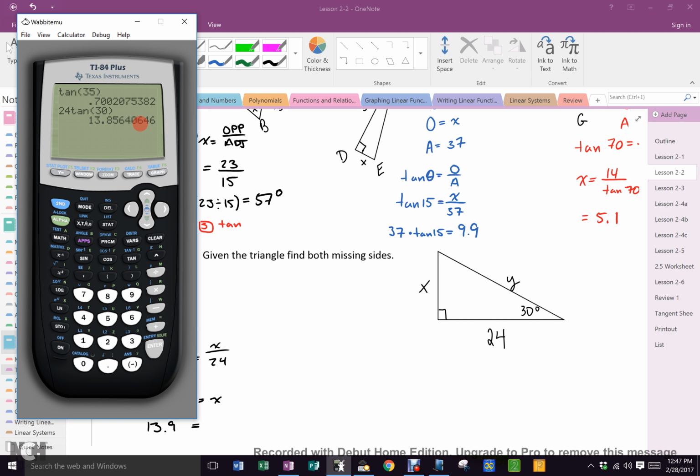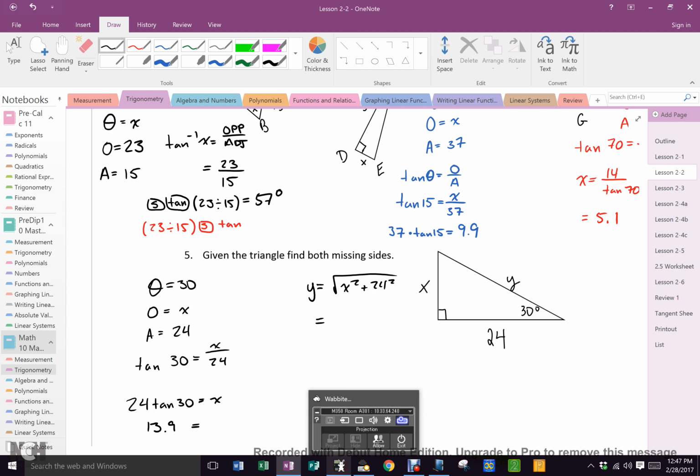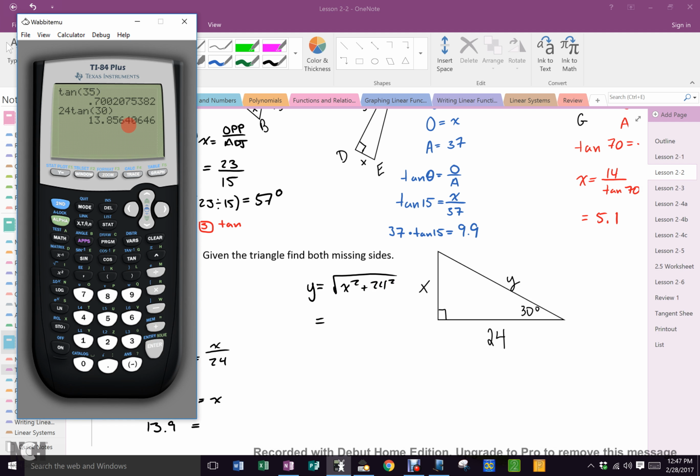So I know that y equals the square root of x squared plus 24 squared, yes? But you know x is 13.9. It's sitting on your calculator, isn't it? So all I have to do is, there's my number. I hit the x squared button. I add 24 squared, and I get an answer.